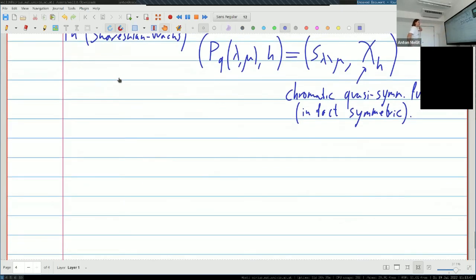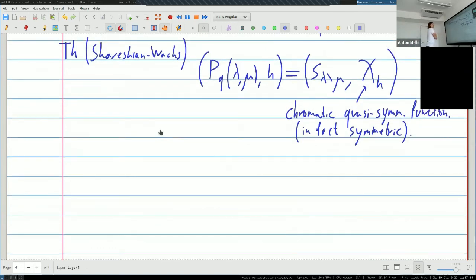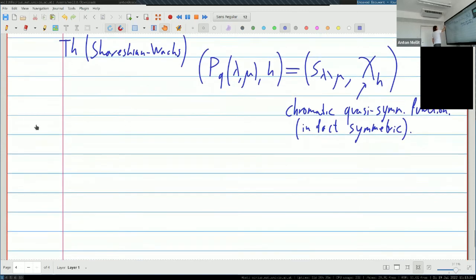And the story is continuous. So this is, I think, a very beautiful theorem. In particular, you can recover the definition of the chromatic quasi-symmetric function by using the following kind of shapes.